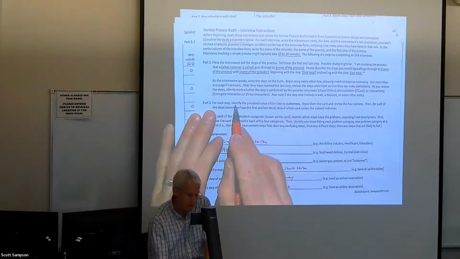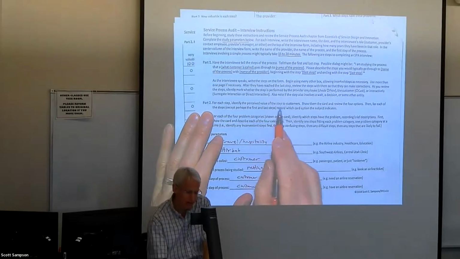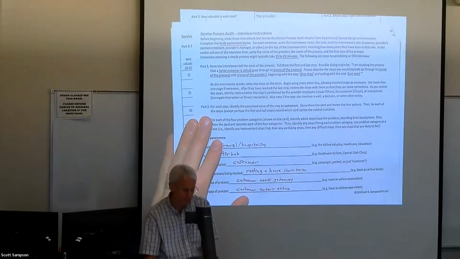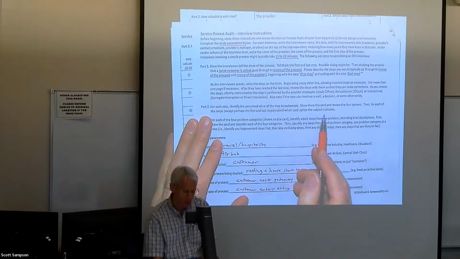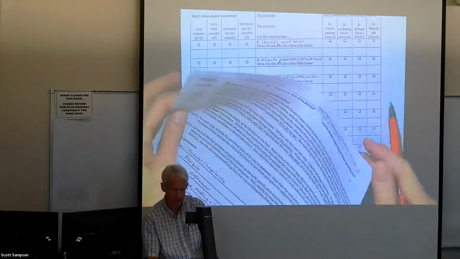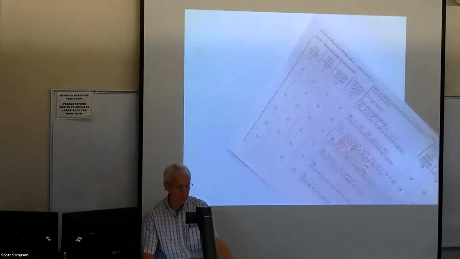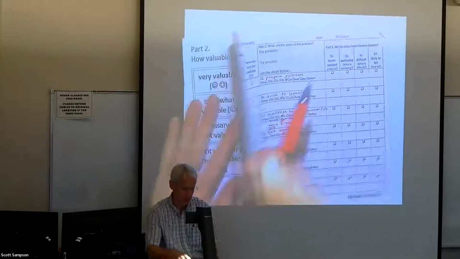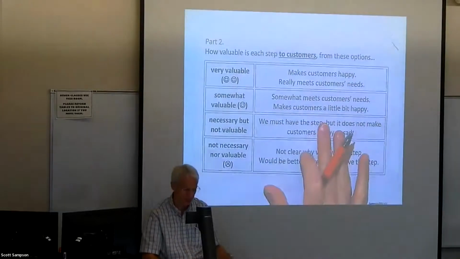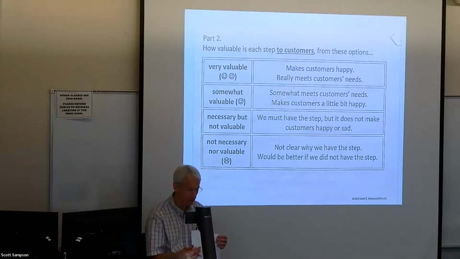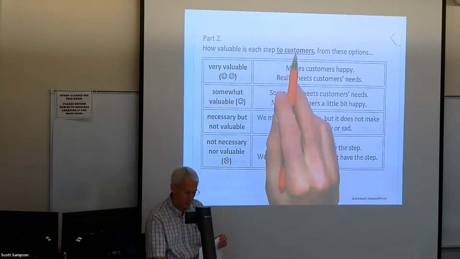So now for each step in part 2, we identify the perceived value of the step to the customers. We show them the card and review the 4 options. Then for each of the steps, record which of the card options the subject indicates. So I'm going to take my little packet here and tear off this page. This is the last page of the interview thing. So we have 4 different levels of value here. And this is how valuable it is to customers.